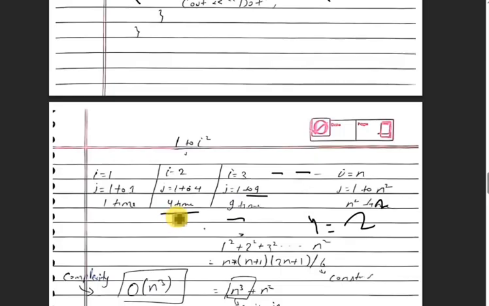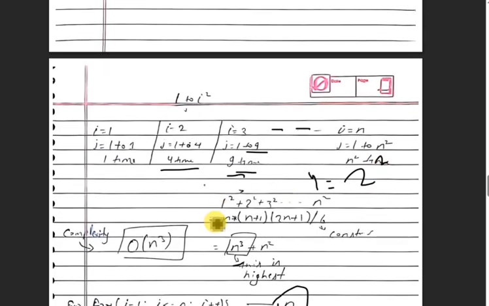So it's running 1 time, 4 time, 9 time, up to n square time, right? If I take the summation of this progression, the sum of squares, it is n into n plus 1 into 2n plus 1 divided by 6, and this is a constant. If we multiply all of them, my complexity has n square also, but n square is less than n cube, so my complexity is n cube. Got it?